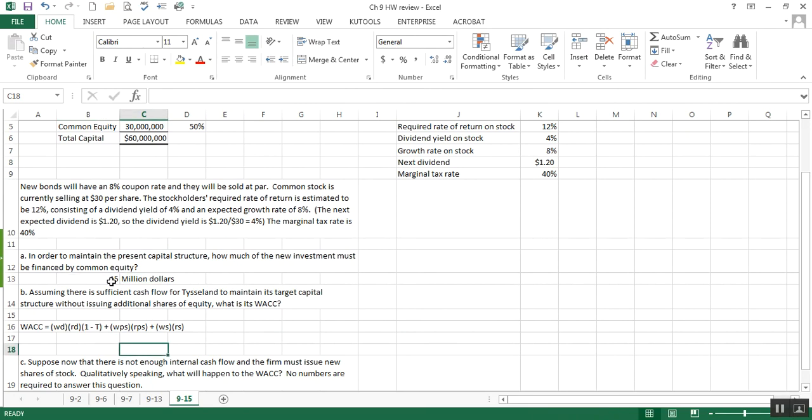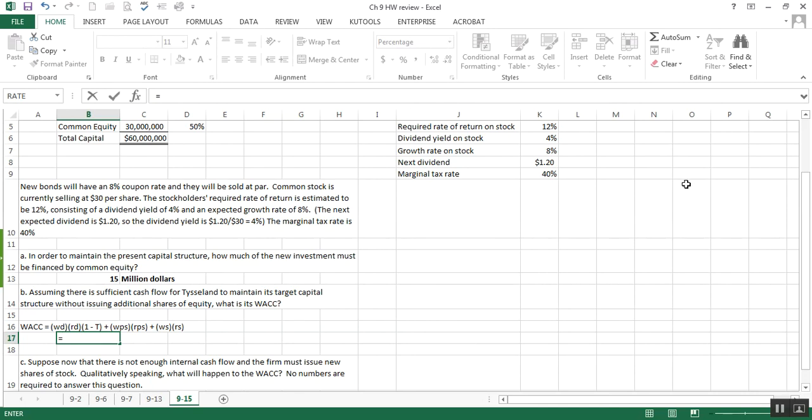The next question asks us, assuming there is sufficient cash flow for the company to maintain its target capital structure without issuing additional shares of equity, what is its WACC? This means that they don't need to issue any new capital. So we can calculate the WACC based on the current information. Again, I've put the formula here. It's the weightings times the rate, and for debt, it's the rate times 1 minus the tax rate. So, in this situation, we don't have any preferred stock, so it would just be the debt and the common equity. Let's look at our information.